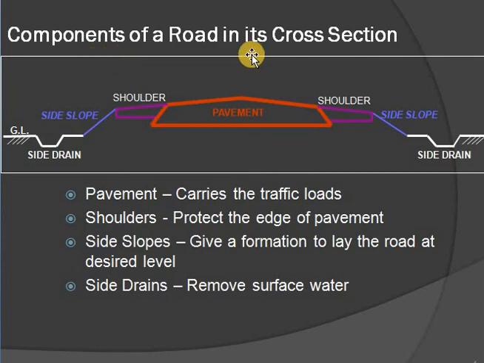And these are the components of the road in the cross section, and this is the pavement. Okay, shoulders. Pavement carries the traffic loads. Shoulders protect the edge of pavement. Side slopes give a formation to lay the road at desired level, and side drains remove surface water. Okay, so these are the components of a road in its cross section.